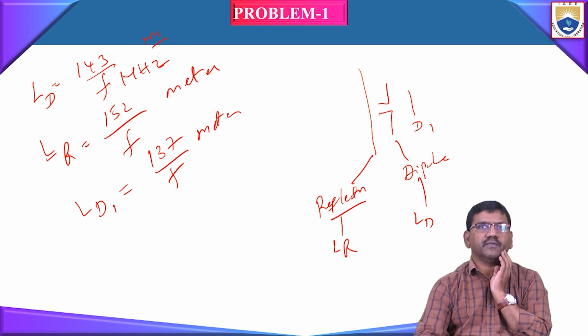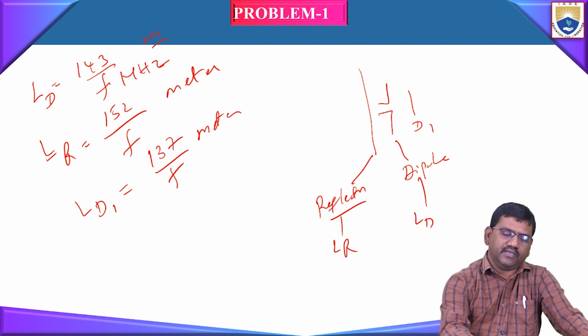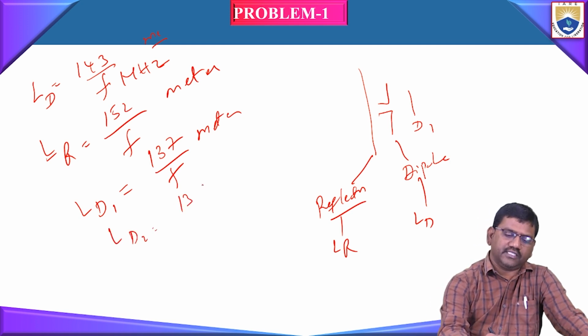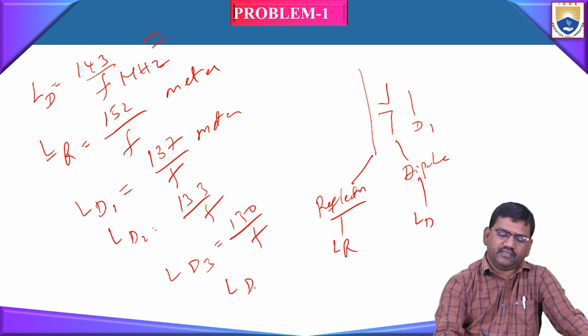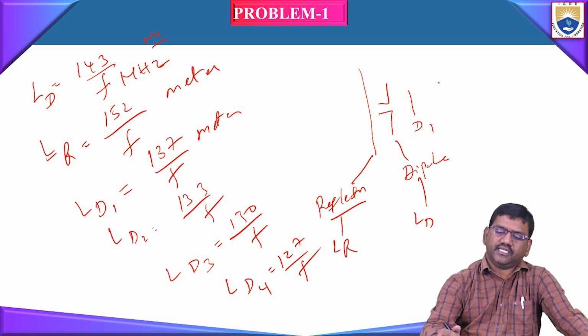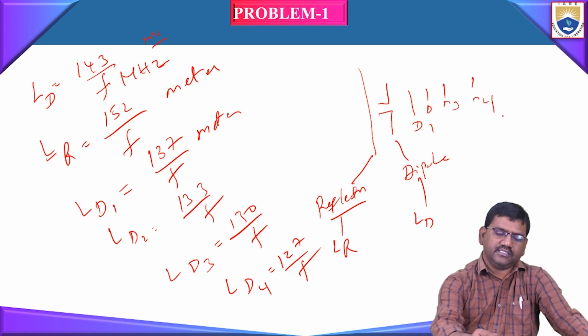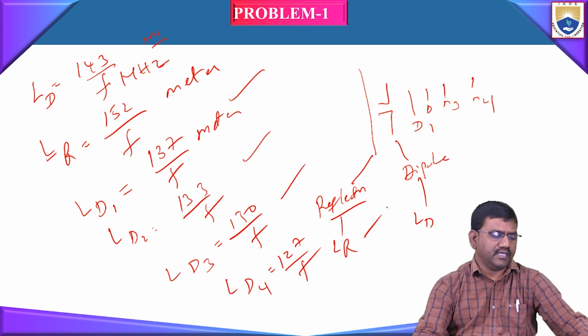So these are the standard specifications for the design of a Yagi-Uda antenna. The length of the dipole is 143 by f. The length of the reflector must be 152 by f. The length of director 1 can be 137 by f. Similarly, the length of director 2 is given as 133 by f, the length of director 3 is 130 by f, and the length of director 4 is given as 127 by f. So whenever we design the antenna, we need to know the lengths of the directors D1, D2, D3 and D4. These are the predefined lengths for the Yagi-Uda antenna.